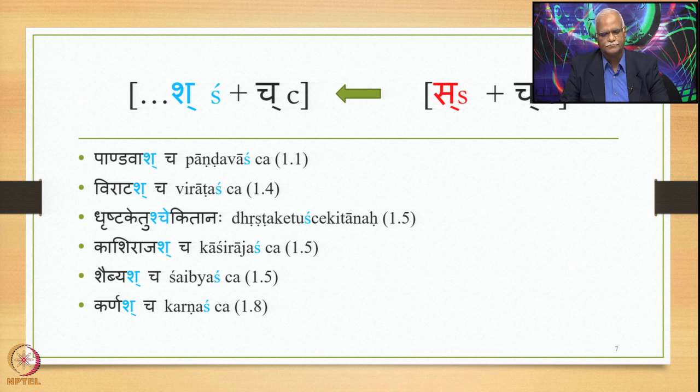Drishtaketush Cheketanaha. So Drishtaketush, this sha is the output and the input would be sa, following the rule 8.4.40, stoh shchunaa shchuh. So you will have Drishtaketush Cheketanaha. Drishtaketush, if you want to write independently, then you will write Drishtaketuhu and Cheketanaha. Similarly, Kashi Rajascha, Shaibhyascha and Karnascha. In all these cases, sha is the output and sa would be the input in the environment of cha following immediately.